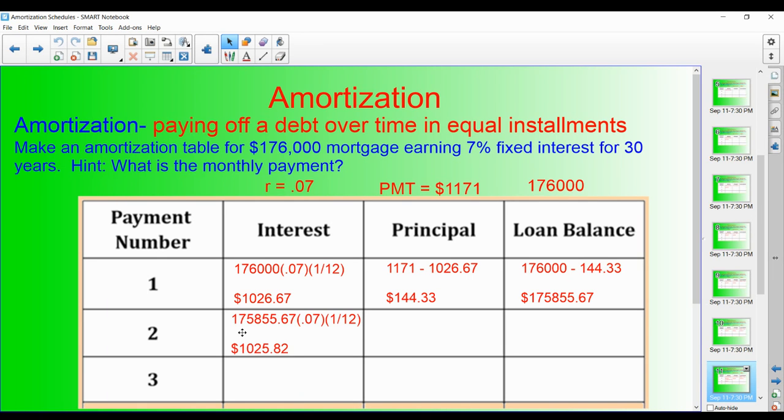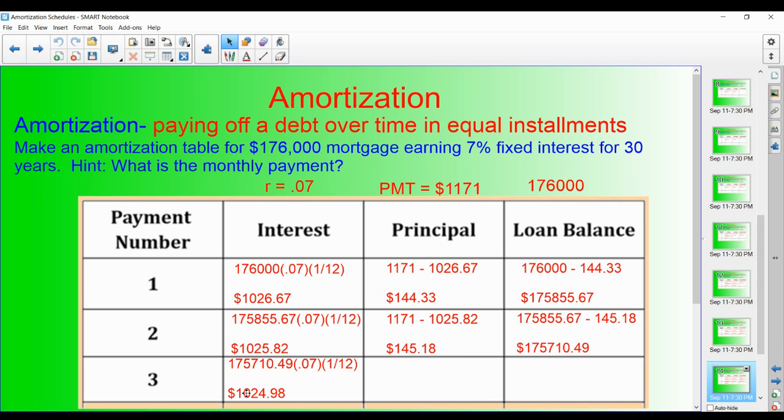So the next month, I only need to pay interest on the remaining loan. So notice the interest goes down. Last month I had to pay $1,026. Now I only have to pay $1,025. Since I get to pay less to interest, I get to pay more to principal. My principal went from $144 to $145. And now I can take this off the balance. So I can take my balance and subtract $145.18 and get my new balance. And then I can repeat the process.